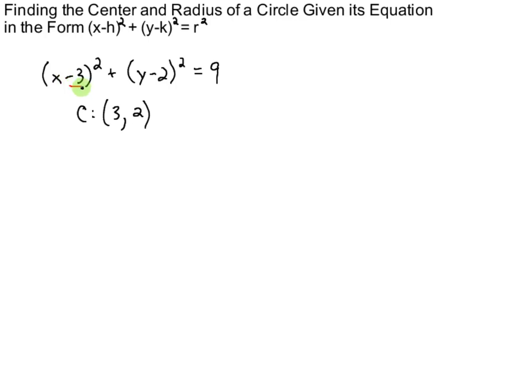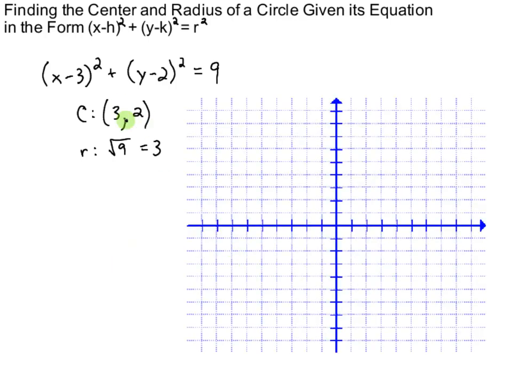Notice that the positive 3 is the opposite of the negative 3 here, and the positive 2 is the opposite of the negative 2 here. They're always the opposites of what go inside there. Okay, so the center is at (3, 2), and the radius is half the distance across a circle. The radius would be the square root of 9, because up here you can see the radius is squared, so this number is squared. So the square root of 9 is 3. So now you could actually graph this circle, plot the center.